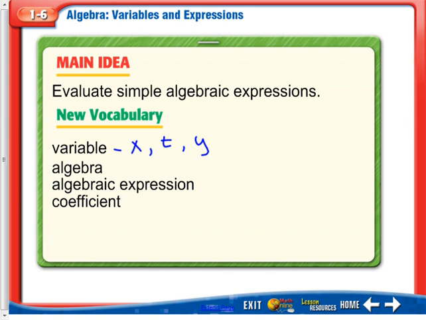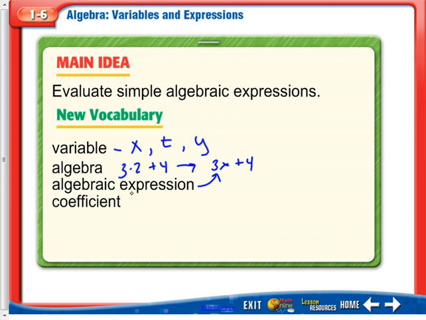Algebra is when we start to substitute. So rather than saying 3 times 2 plus 4 as a numerical expression, we're going to say maybe something like 3x plus 4. And that would represent an algebraic expression. An algebraic expression is when we have a variable in our number sentence rather than just all numbers.